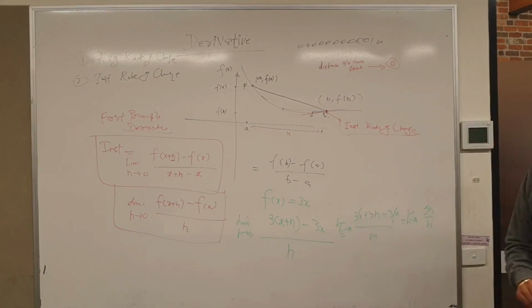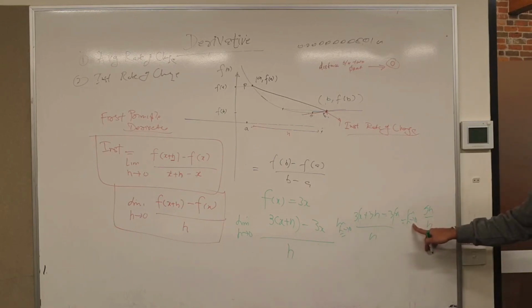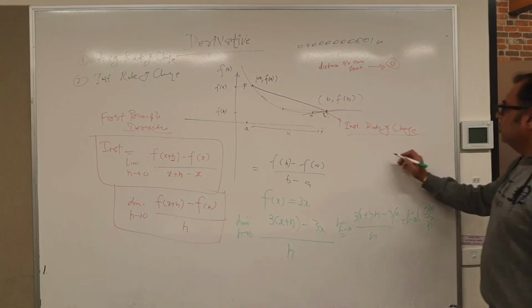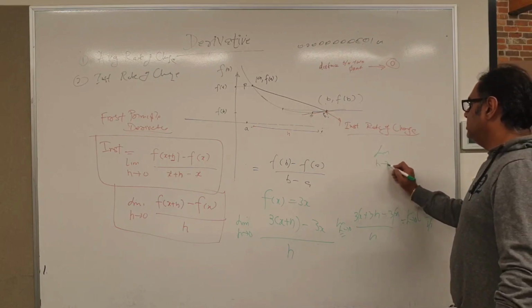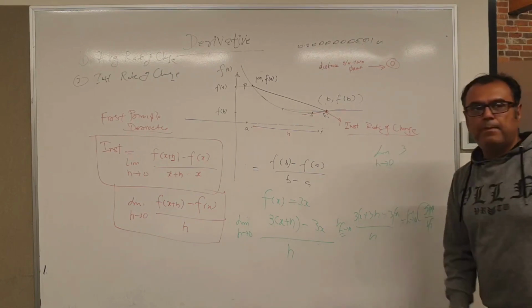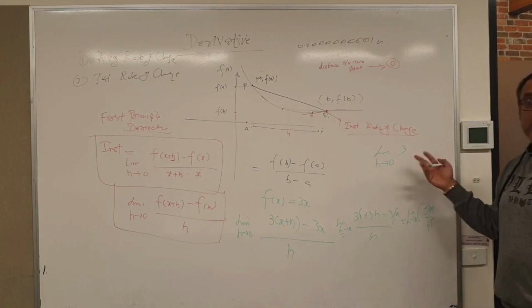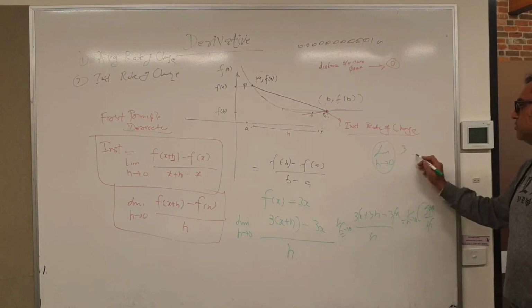Now I apply the limit. Let me plug in h equals 0. It's approaching, meaning almost 0, right? So h cancels basically. So what are you left with? Limit h tends to 0, 3. There's no h here, so I can take this off. So the answer is 3.